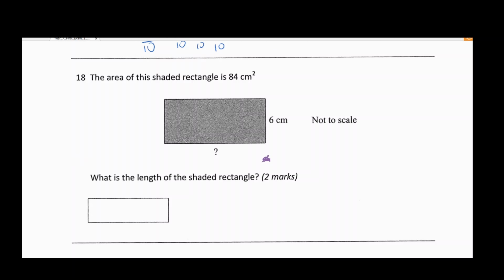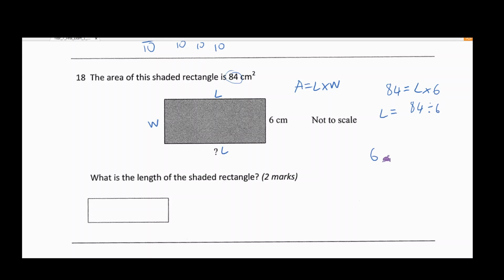The area of this shaded rectangle is 84 square centimeters. What is the length of the shaded rectangle? So area equals length times width. So here's our length and there's our width. We need to figure out what the length is. So we're told it's 84. So 84 is equal to the length, that's what we don't know, times 6. So we change the side, change the sign, the length is going to be 84 divided by 6.